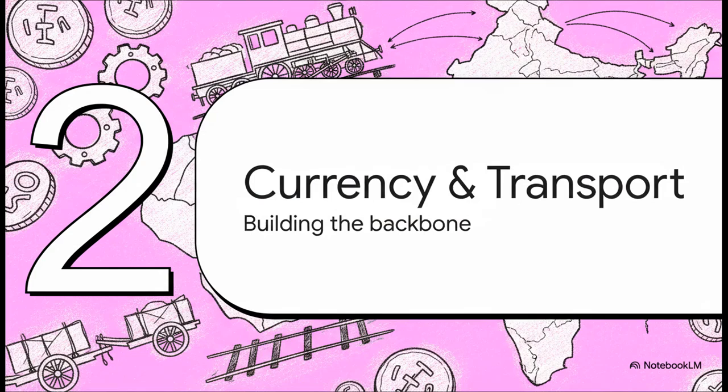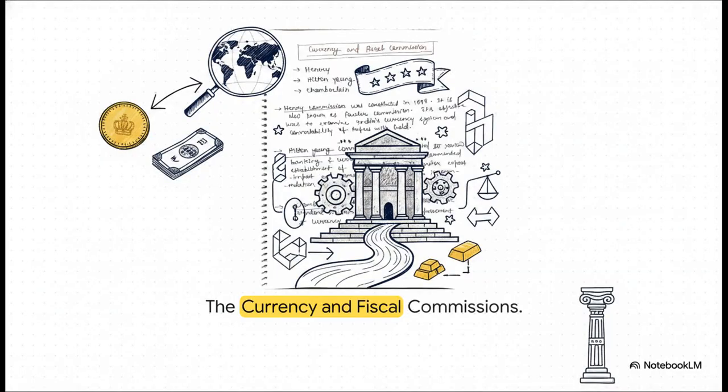Moving right along to Section 2, Shaping Currency and Transport. So now we shift from sheer crisis management to building the actual infrastructural and economic backbone of the nation. Obviously, a country needs a standardized way to trade and a physical way to move its goods. Looking here, you can see currency oversight progress steadily.